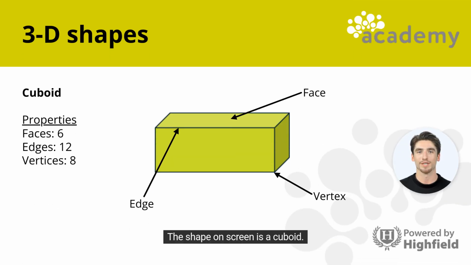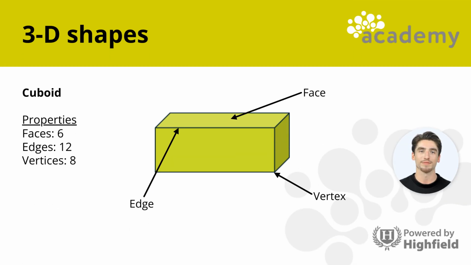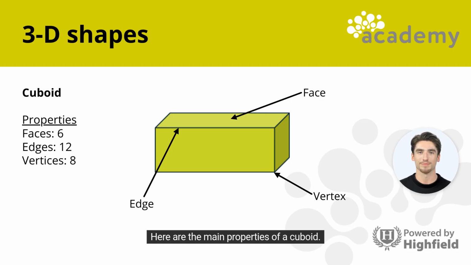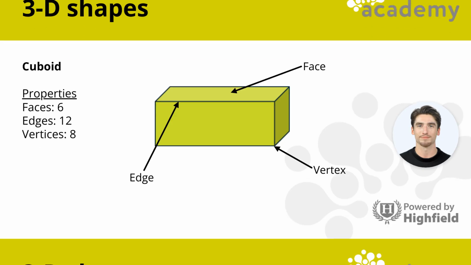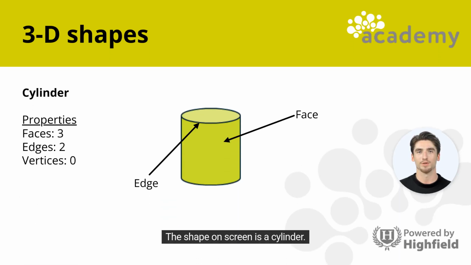The shape on screen is a cuboid. Here are the main properties of a cuboid. It has 6 faces, 12 edges, and 8 vertices. The shape on screen is a cylinder. It has 3 faces, 2 edges, and no vertex.